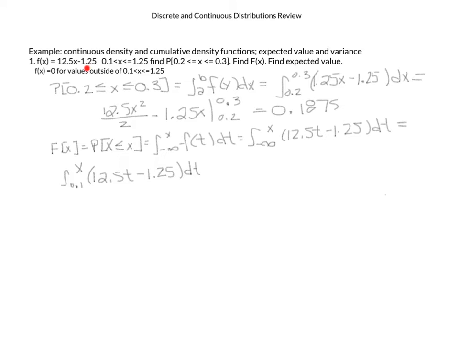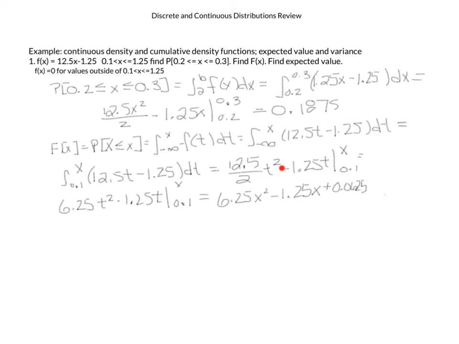One more point to note. I did add this note here that f of x, our density function, is equal to 0 for values outside of 0.1 and 0.5, which was what we had in our original statement. So we're going to be integrating 0 until we hit 0.1. So instead of negative infinity, we're going to start at 0.1. And then we're going to integrate up to x because we want the probability that random variable x is less than this little x. So this is the little x here as our limit of integration.